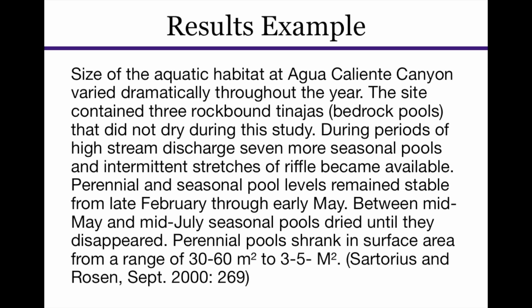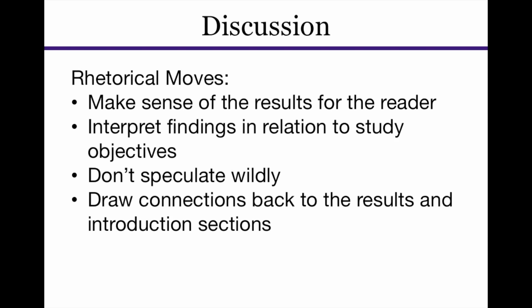In this example, you'll notice that they begin by summarizing their finding, that aquatic habitat size varied throughout the year. They then provide the facts that support this finding, pointing to the role of stream discharge and changes in surface area. Notice that they don't interpret these findings. That is, they don't tell us what they mean relative to their hypothesis. They give us the facts and nothing but the facts.